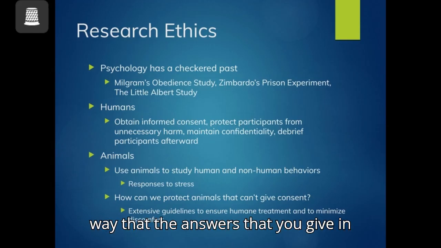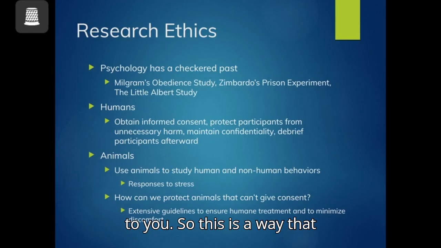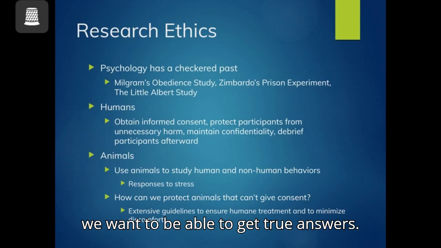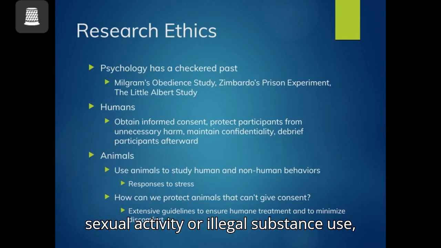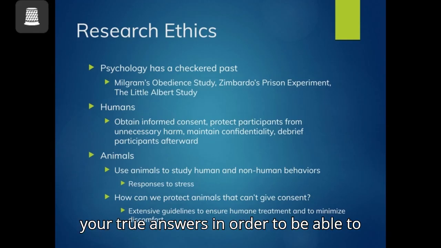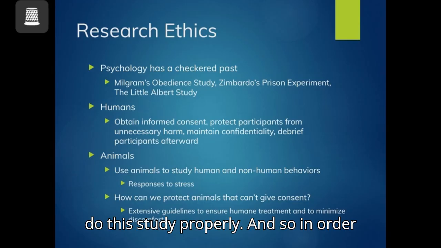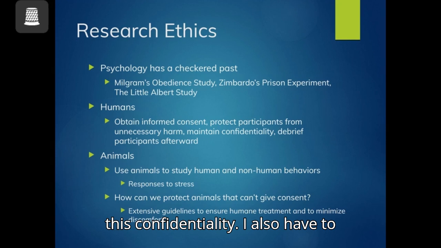So there is no way that the answers that you give in research are allowed to be tied back to you. So this is a way that we protect humans, because we want to be able to get true answers. So if I'm asking you questions about your sexual activity or illegal substance use, there's a reason. And I need to know your true answers in order to be able to do this study properly. And so in order to be able to do that, I have to have this confidentiality.